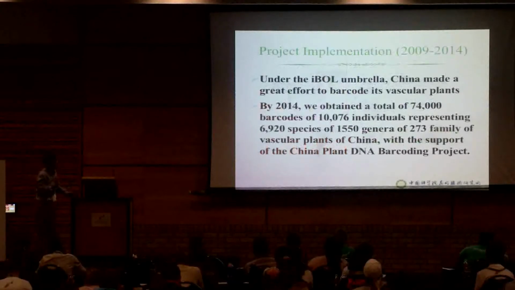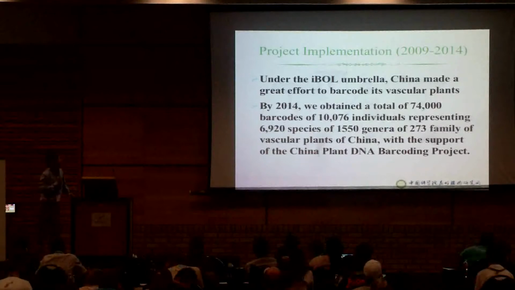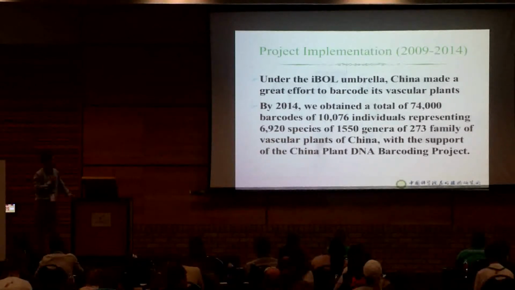So under the umbrella of ABLE, China made a great effort to barcoding its vascular plants. By the last project, we obtained something like 74 million barcodes representing 10,000 individuals of nearly 7,000 species. I think I was giving a talk in Adelaide thinking about 6,000 species, and actually this was achieved by 2014.